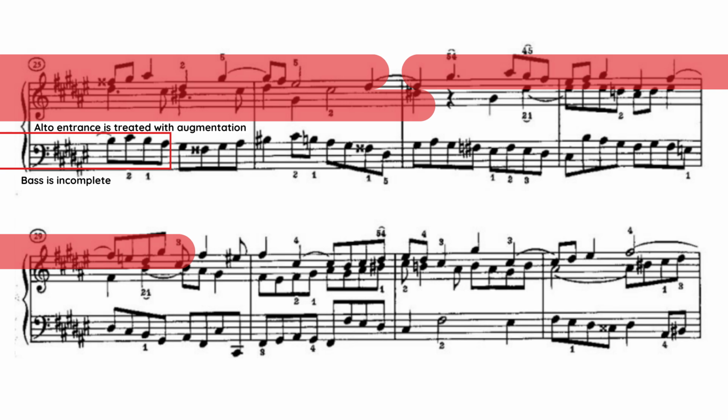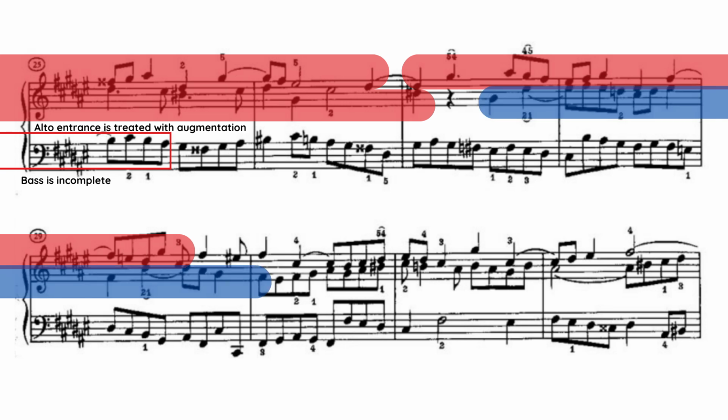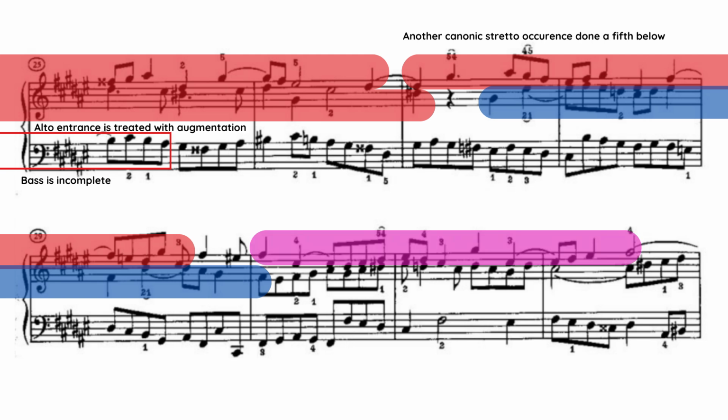Following it appears another entrance of the subject in the soprano and the answer in the alto. This is another canonic stretto occurrence, but now in 2 beats distance. It's also not in an octave actually, but rather a fifth below. Then it gets more interesting from here. In measure 30, there is an appearance of the subject in the alto, but it is done by inversion.